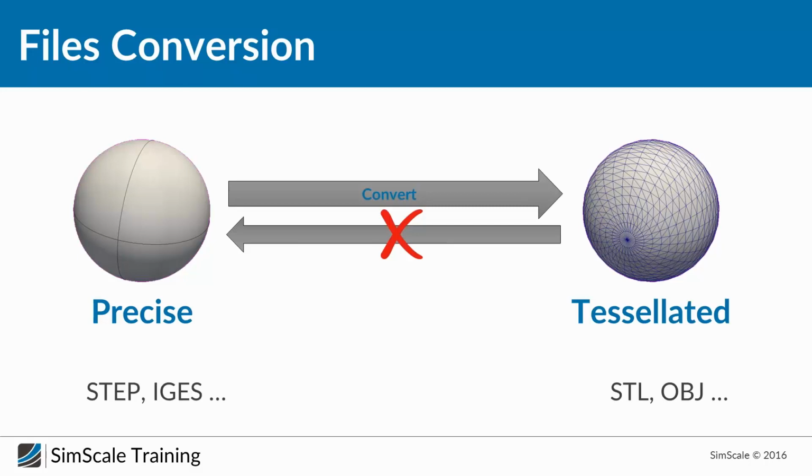Here, I have already mentioned this before, but these are some formats that you can find in the two different categories. For the precise surface, we have the STEP format, we have IGES, and a bunch of other formats that you can find in the precise surface category.